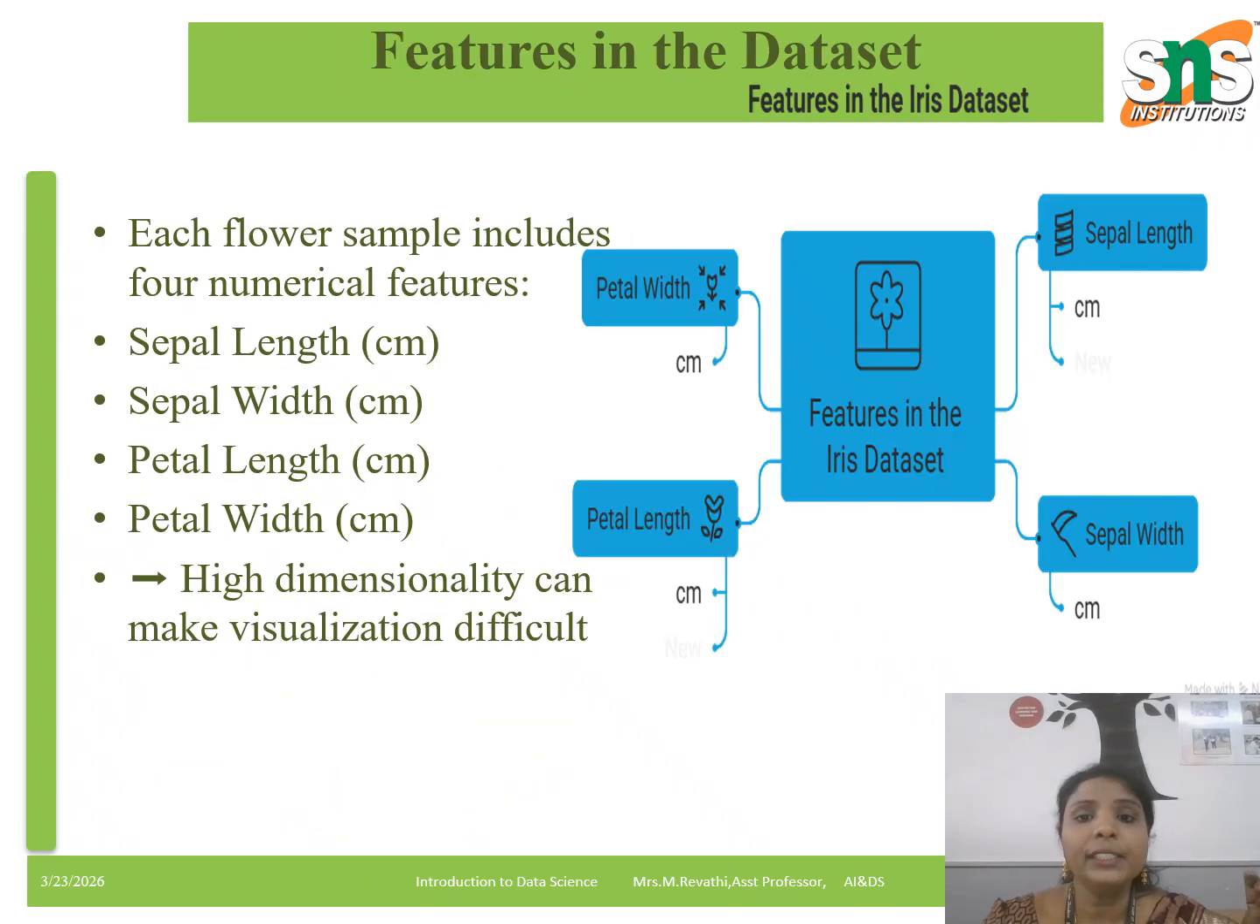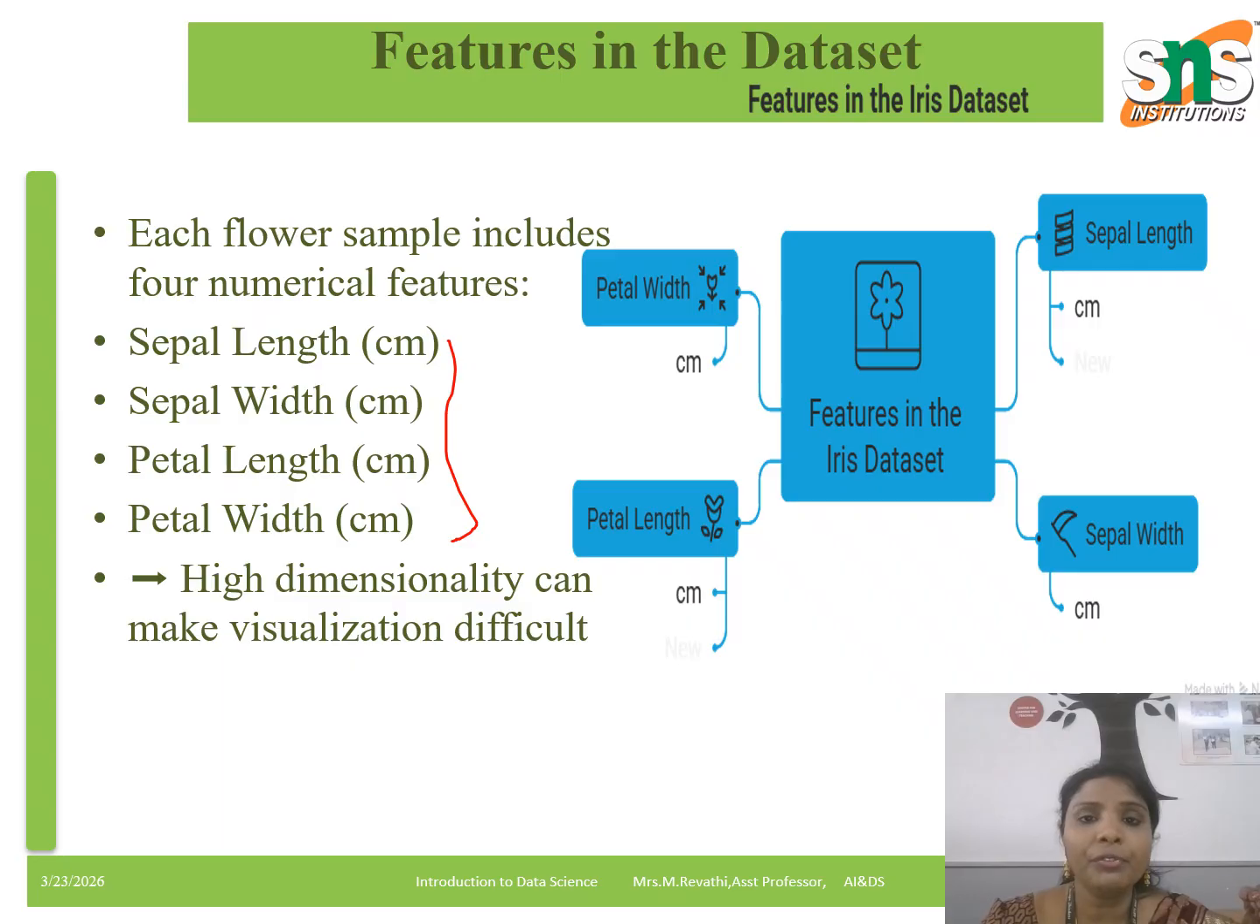Next, we see the features in the dataset. What are the features we are using in this dataset? Each flower has four measurements: sepal length, sepal width, petal length, and petal width. So these are the four measurements we are using. Using these four features, we can identify which type of flower it is.